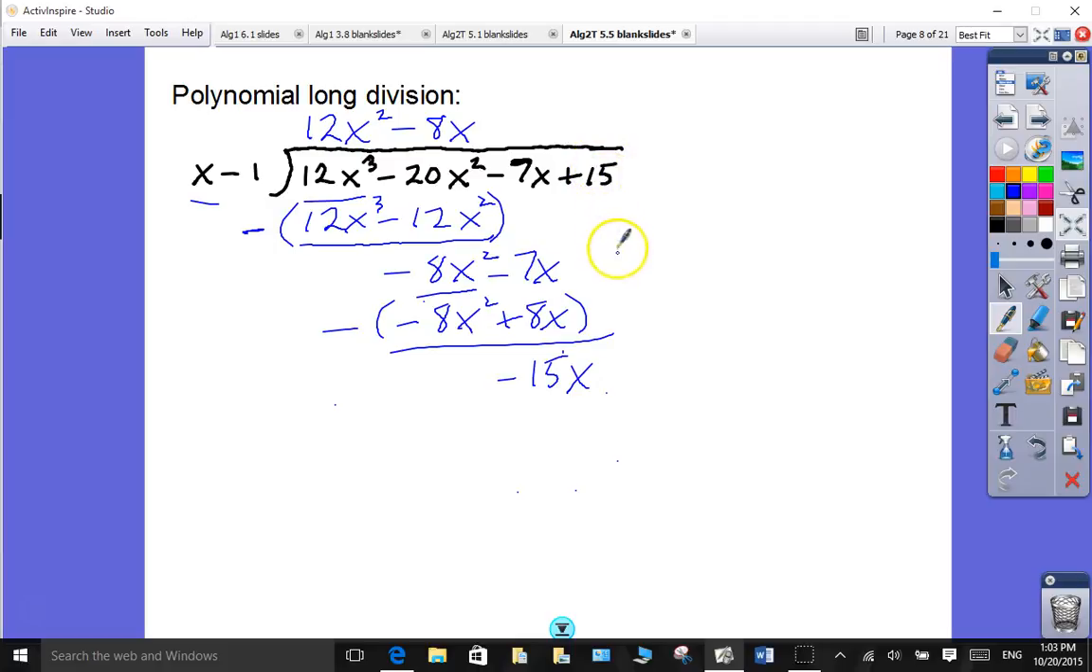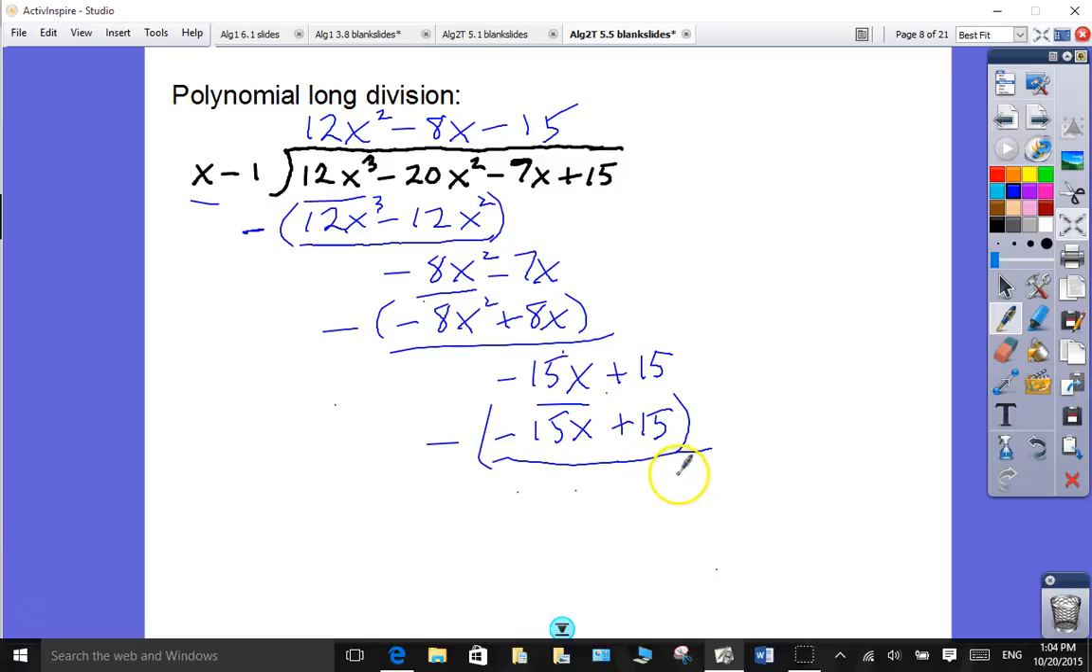Bring down the plus 15. Last, what do you multiply times x to get negative 15x? Negative 15. Now distribute. Negative 15 times x is negative 15x. Negative 15 times negative 1 is plus 15. Subtract. What do I get? Negative 15x minus negative 15x is 0, and 15 minus 15 is 0.